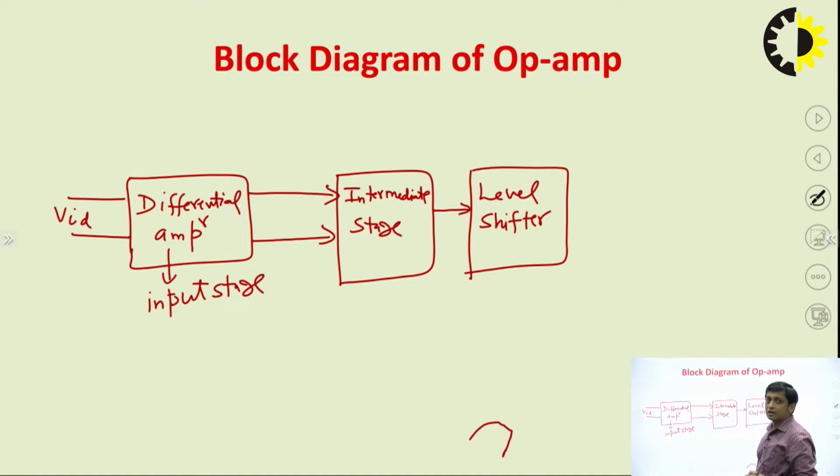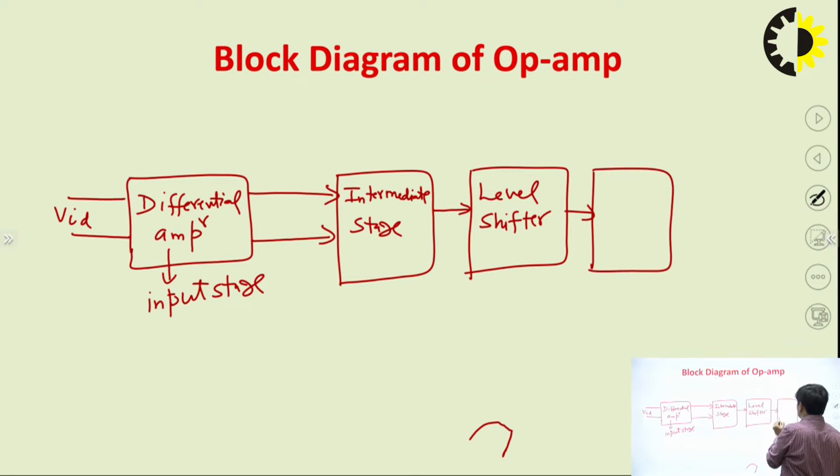The role of the level shifter is to shift the DC level of the signal. And after the level shifter, the last stage is called the output stage. And from the output stage, we take the output. Let's say this output voltage is V0, right?